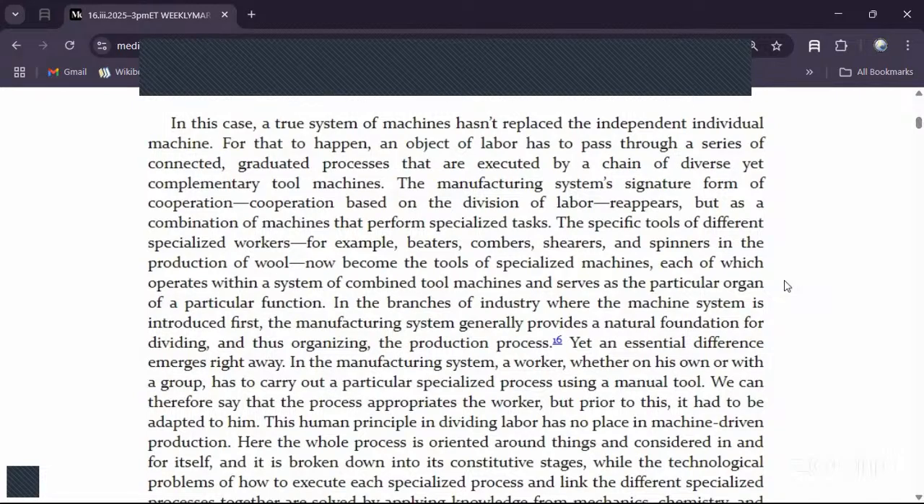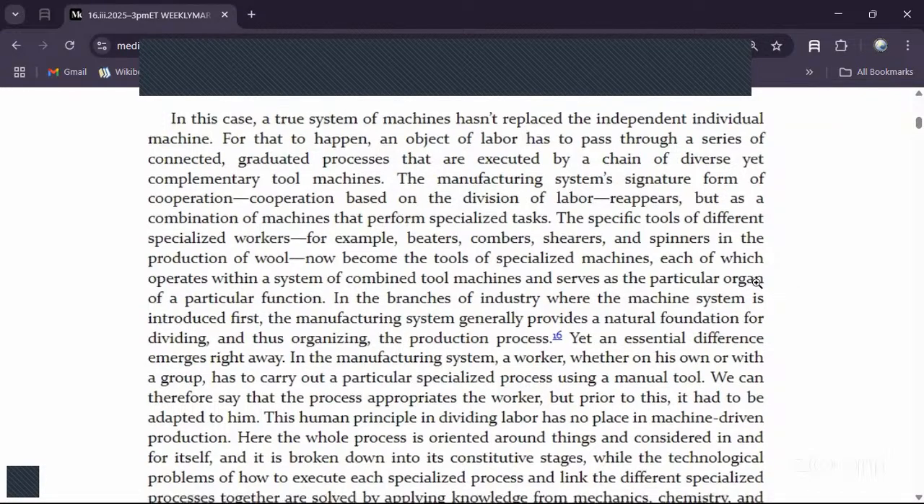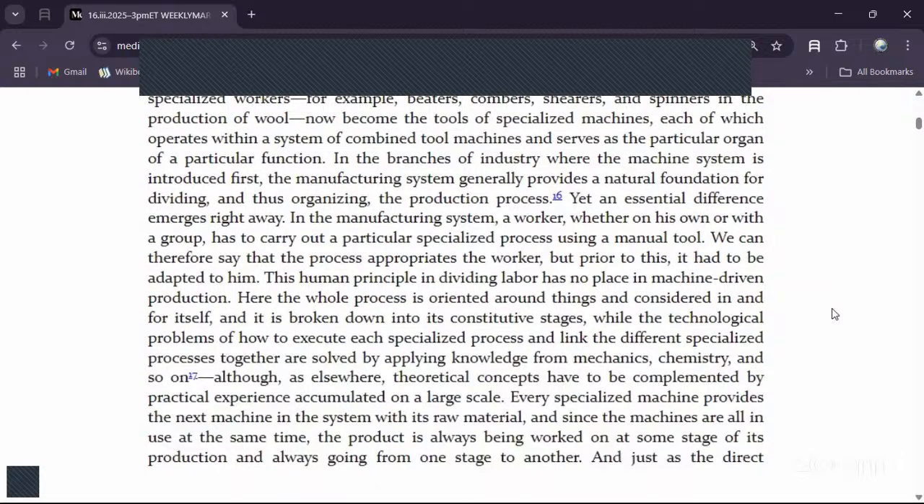In the branches of industry where the machine system is introduced first, the manufacturing system generally provides a natural foundation for dividing and thus organizing the production process. Yet an essential difference emerges right away.